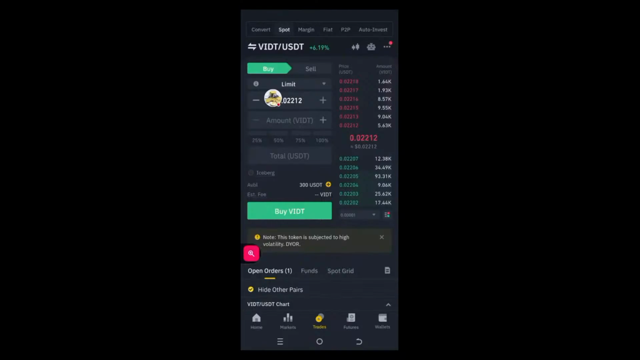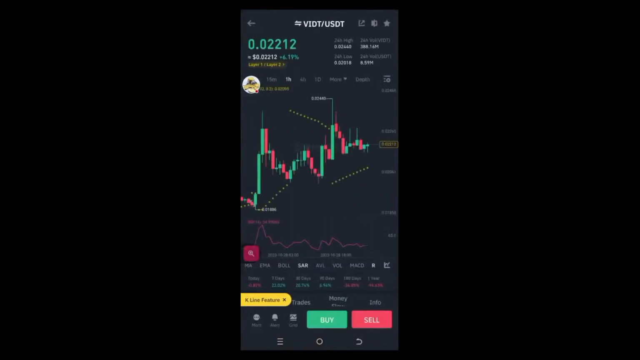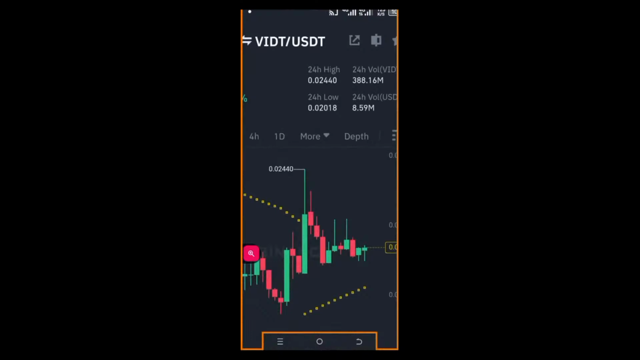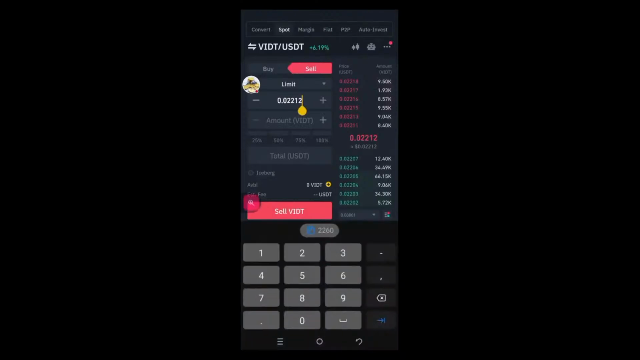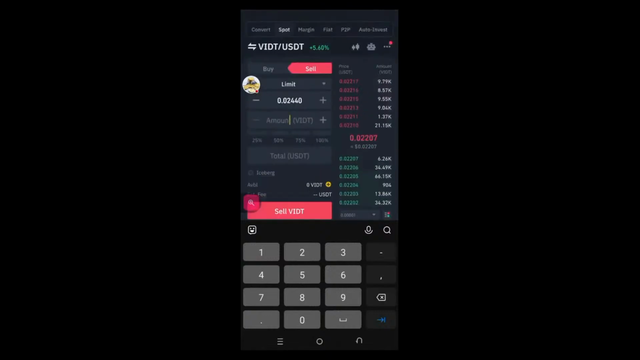Let's try it out. Okay, so let's put in $50. Let's see. It's not that expensive. Let's cut that. And then where did it get to in the last 24 hours? 2440. Okay, let's go and see. Sell. 2440. Yeah. Interesting. That's a lot. Okay, so I think we can work with this anyways. Let's see what we can work with.